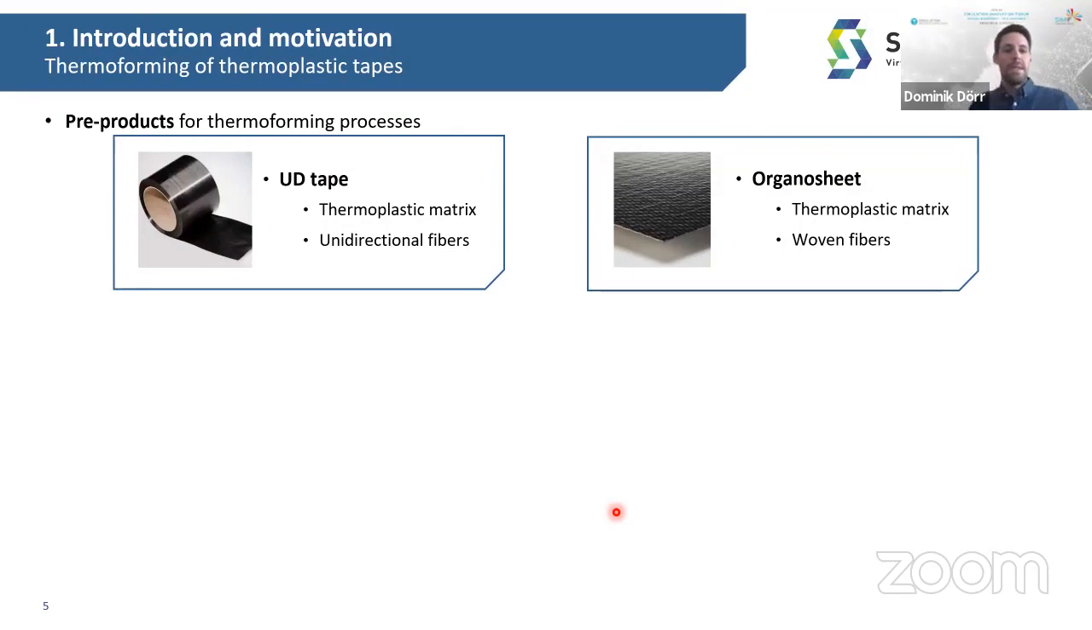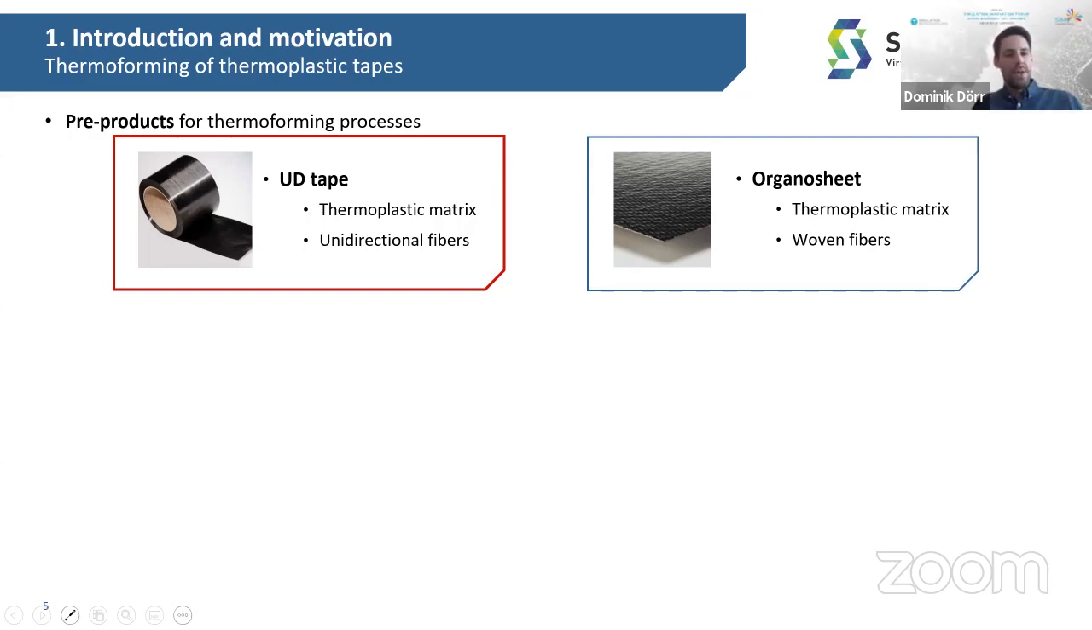For thermoplastic prepregs we have two different types of pre-products. These two pre-products are manufactured in the so-called thermoforming process. The two different pre-products can be either a unidirectional tape or an organosheet. The main difference here is that on the one side, the fibers are aligned as unidirectional fibers, and on the other side, we have a woven fiber structure. And again, the goal for today is that we are going to talk about thermoplastic UD tapes.